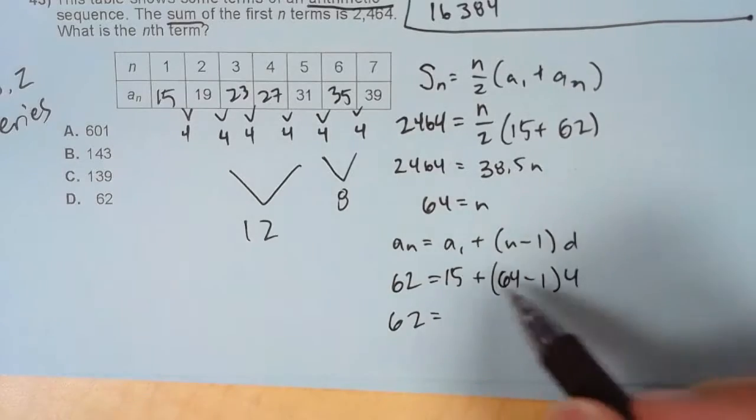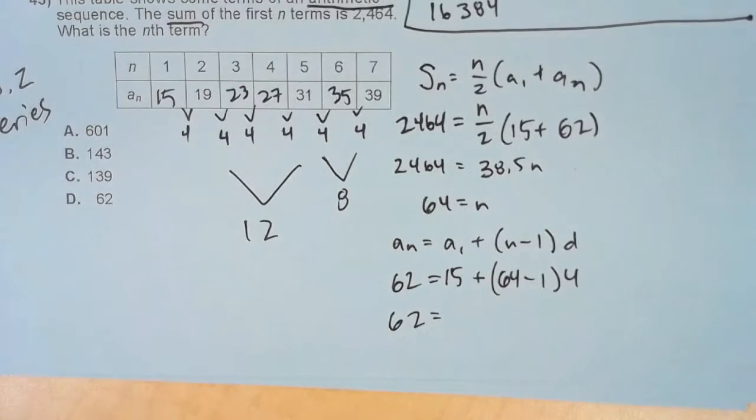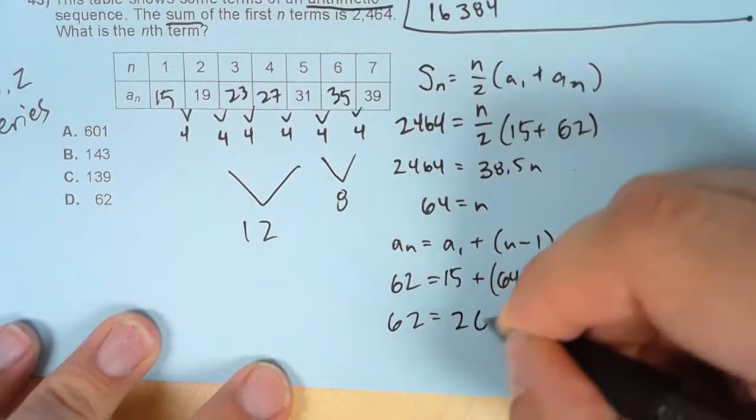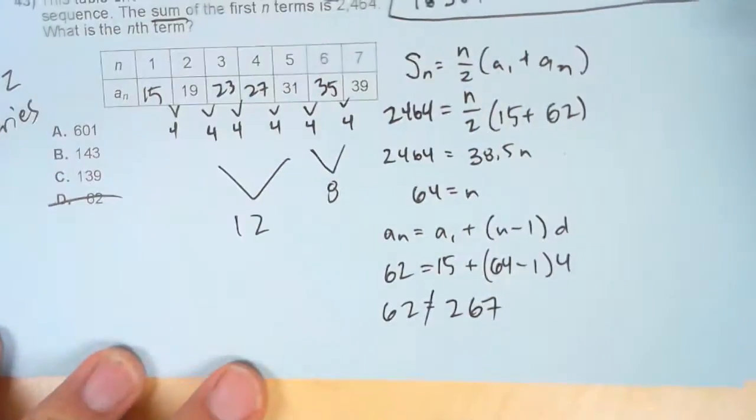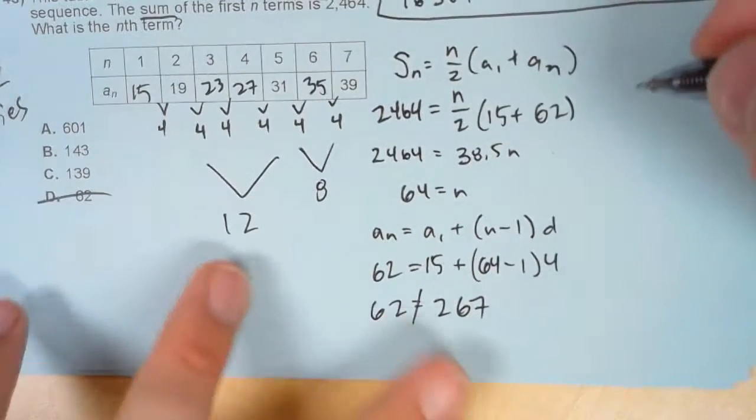So 15 plus 64 minus 1 is 63, times 4 is going to be 267. 62 doesn't equal 267, so D is not the answer. Let's try the next smallest number, 139. So do the same thing.